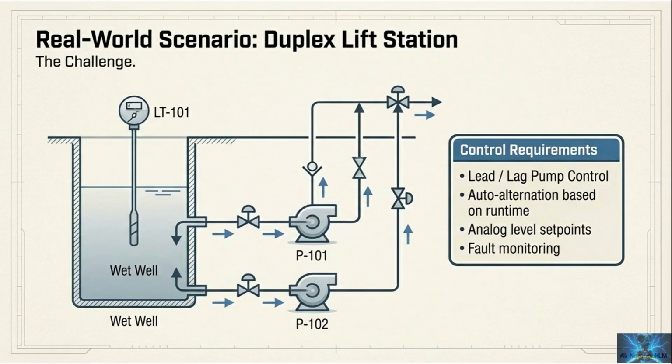Real-world scenario. Duplex lift station. Let's use a realistic example, a duplex lift station. 2 pumps, 1 wet well, and a level signal. The requirements are common and very practical. Lead/lag control, automatic alternation based on runtime or time, level-based start and stop thresholds, and fault monitoring so a failed lead pump doesn't sink the whole station.